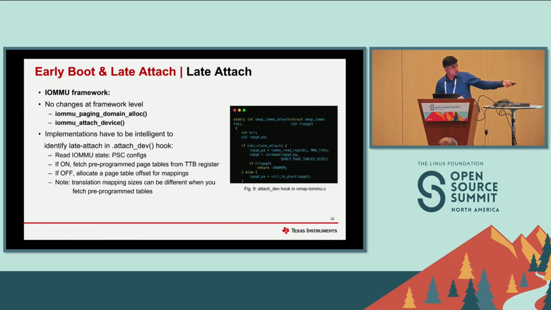But your implementations have to be intelligent. In the attach device hook that this function calls, you'll have to check the device state. For example, in OMAP IOMMU, they check if it is in a late attached state, and then it reads the TTB register to get the page tables. Otherwise, if it's a normal boot, it allocates a paging domain and does all the paging mappings.